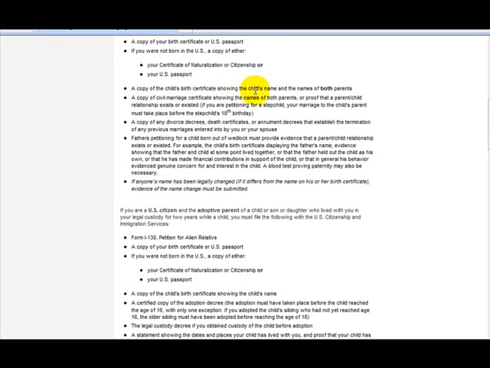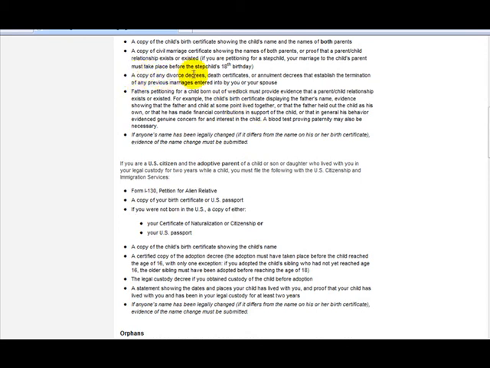A copy of the child's birth certificate showing the child's name and the names of both parents. Because this way we're talking about a child that is born in wedlock. Remember, a child born in wedlock is obviously going to be able to get a green card here. A copy of civil marriage certificate showing the names of both parents, or proof that a parent-child relationship exists or existed. If you are petitioning for a stepchild, your marriage to the child's parent must take place before the stepchild's 18th birthday. Well, there it is right there.